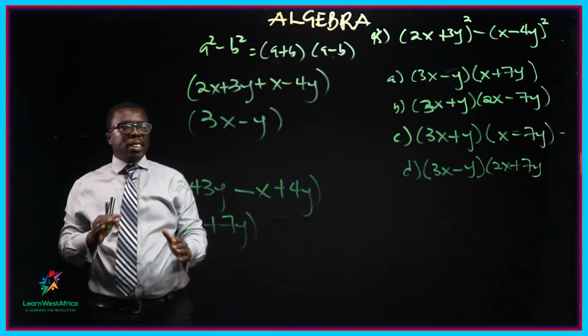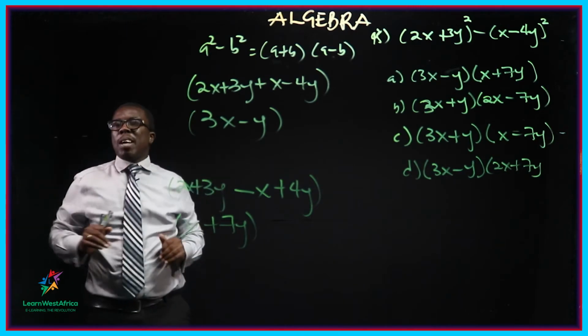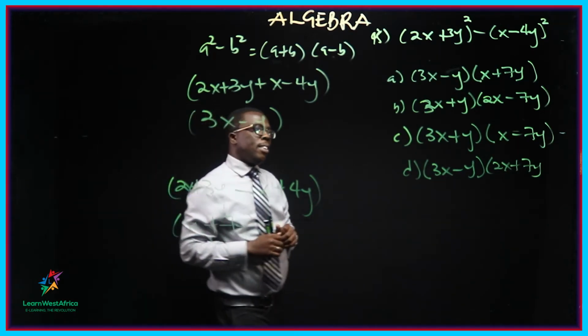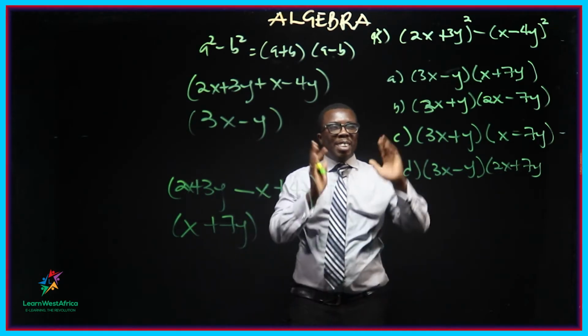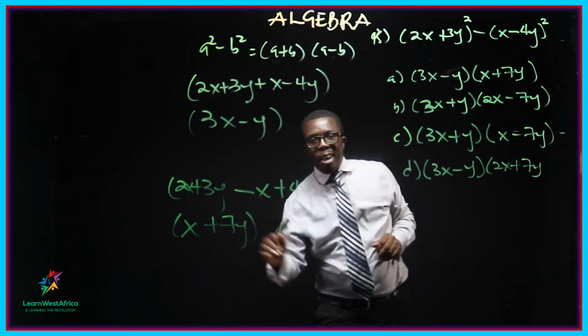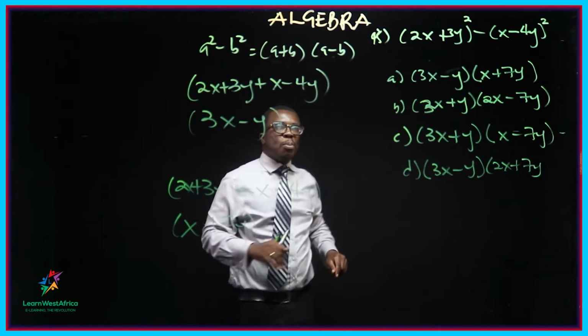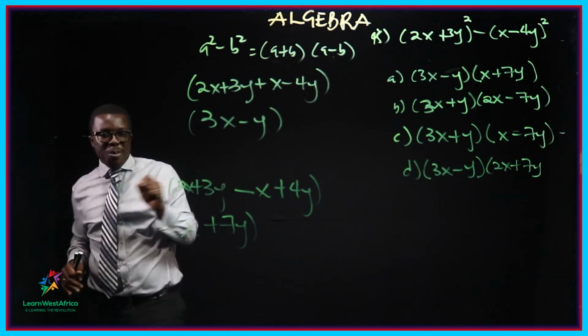In your first bracket, 3x minus y; second bracket, x plus 7y. The answer is 3x minus y times x plus 7y, so for question 15 you shade it. Perfect.